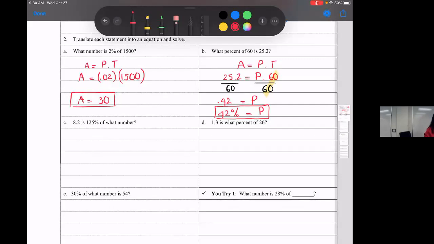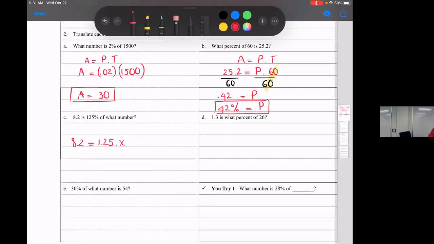Forget about the equation. How about you just translate this problem as is. So 8.2 is, what does "is" mean? Equal. 125% in decimal is 1.25. "Of" means multiply. And "what number", if you don't know, you just put X. So you solve for X, what's that?